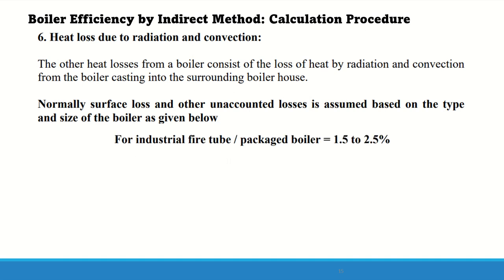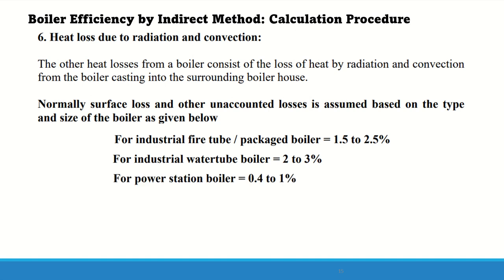Therefore, we can directly take the losses as a percentage for various types of boilers. For industrial fire tube or packaged boilers, the loss is 1.5 to 2.5%. For industrial water tube boilers, the loss is 2 to 3%. And for power stations, which means large capacity boilers, the radiation loss is very minimum, equal to 0.4 to 1%. If the capacity of the boiler is lower, the loss is higher. If the capacity gradually increases, the loss continuously decreases.